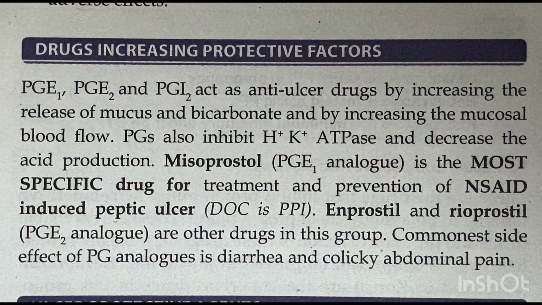Drugs increasing protective factors. Prostaglandins E1, E2, I2 act as anti-ulcer drugs by increasing the release of mucus and bicarbonate and by increasing mucosal blood flow. Prostaglandins also inhibit H plus K plus ATPase and decrease acid production. Misoprostol, a prostaglandin E1 analog, is the most specific drug for treatment and prevention of NSAID-induced peptic ulcer. The drug of choice for treatment is proton pump inhibitor.